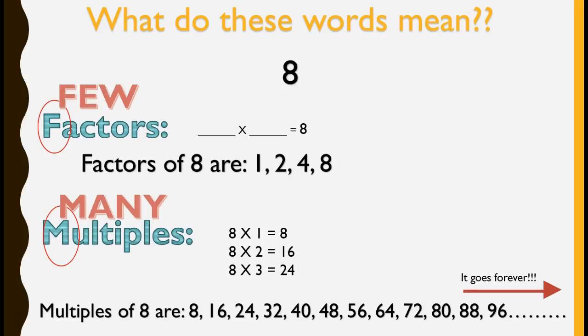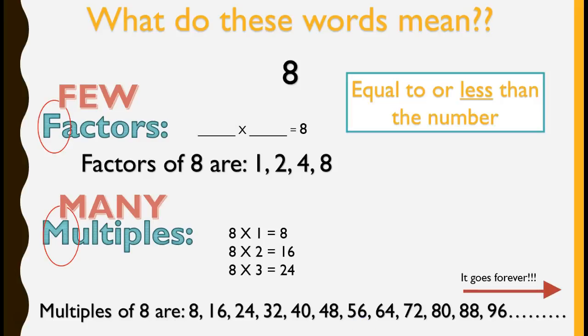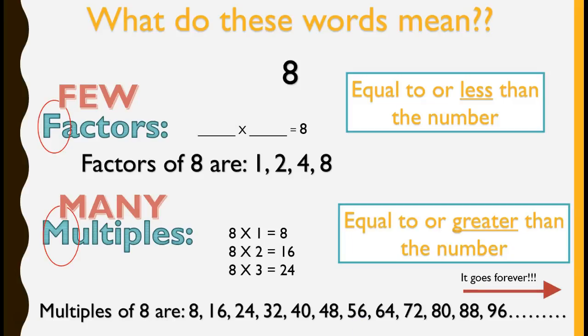Another thing I want you to notice is that factors are always going to be equal to or less than the number. So if you're trying to find the factors of 8, it's always going to be 8 or less. But multiples are going to be equal to or greater than the number. So it's always going to be 8 and more.